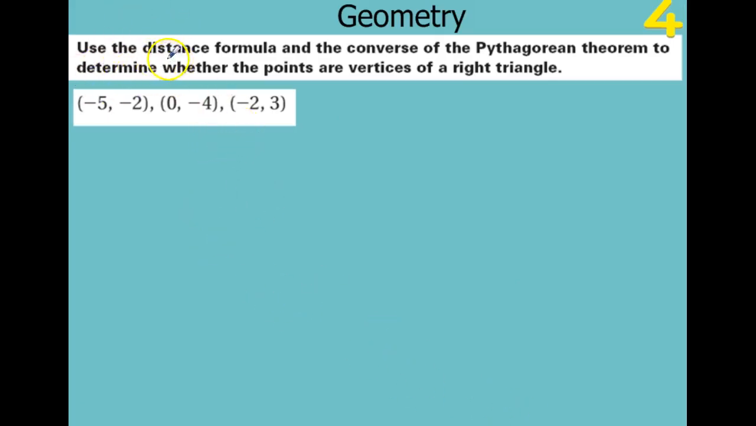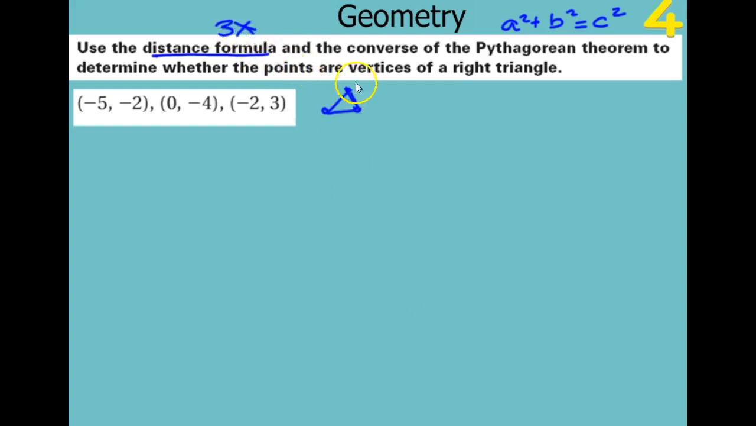So next it says use the distance formula and the converse of the Pythagorean theorem. So remember, the Pythagorean theorem is a squared plus b squared equals c squared. The converse of that just means if a squared plus b squared is c squared, then it must be a right triangle. To determine whether the points are vertices of a right triangle, so these are three sides of a triangle, we need to find the distance between each of the 3 points. So we need to do the distance formula 3 times.